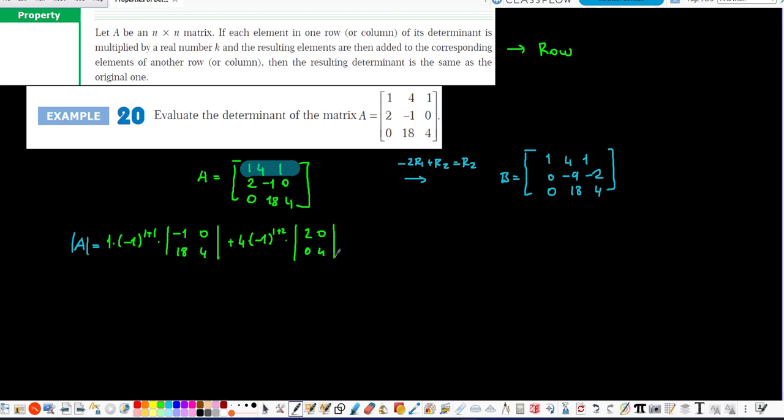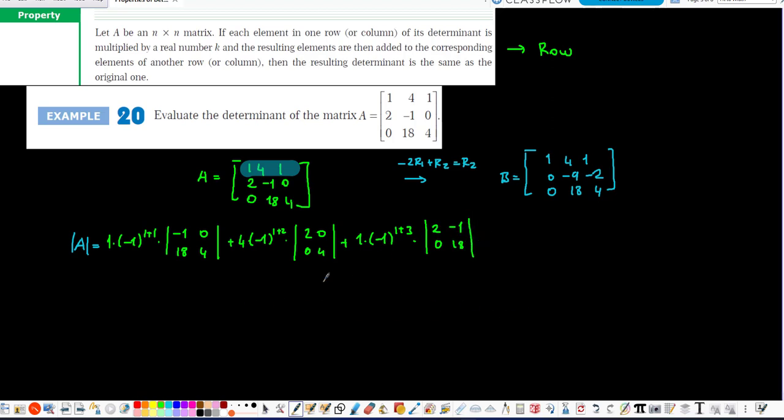2, 0, 0, 4. But that's going to be equal to 0, so that's going to make it 0 also here. And then plus 1 times minus 1 to the power of 1 plus 3 times, and here 2, minus 1, 0, and 18 it has to be.